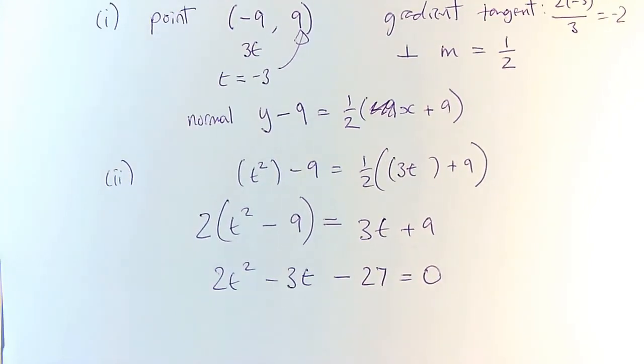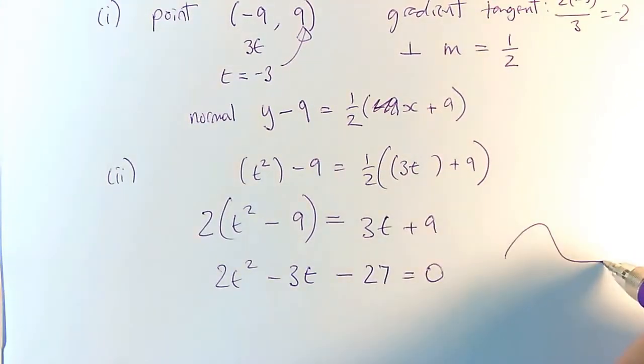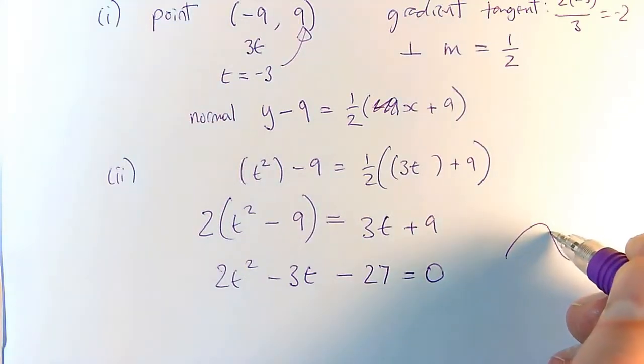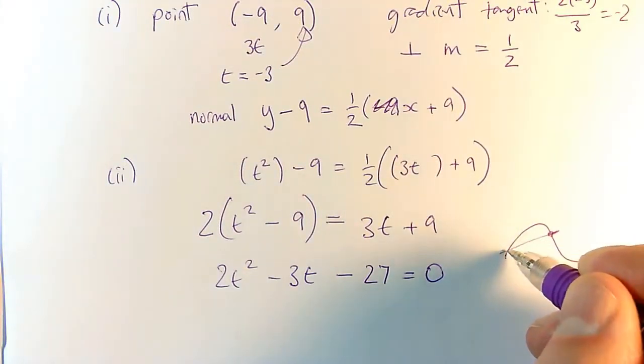Now, I could reach for my calculator, but I know one of the solutions. I know that there's some kind of curve going on. I've got a normal to that curve at right angles to it, which is meeting the curve again.